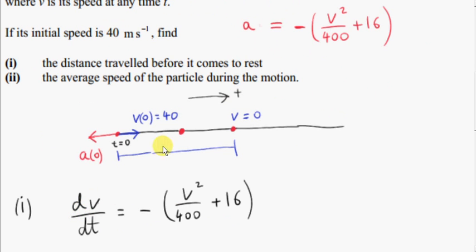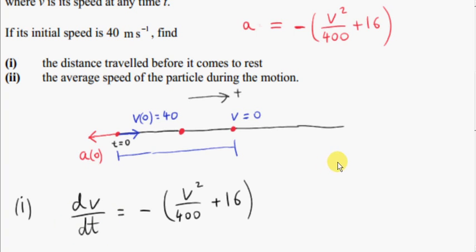Now we know that the acceleration is the rate of change of velocity with respect to time, dv/dt. However, we are not looking for v as a function of time. We're interested in the distance s travelled before the particle comes to rest. When the particle comes to rest, the speed v is going to be 0. So we want a formula connecting v and s. It's best not to separate the variables with this equation and get v as a function of time. It would be better to change this derivative into something involving v and s.